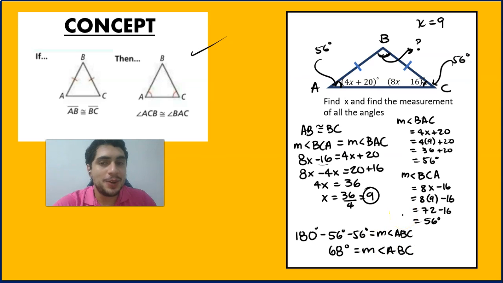And that is pretty much it, how we use the properties of triangles and the theorems of isosceles triangles, specifically to find the angles inside a triangle.